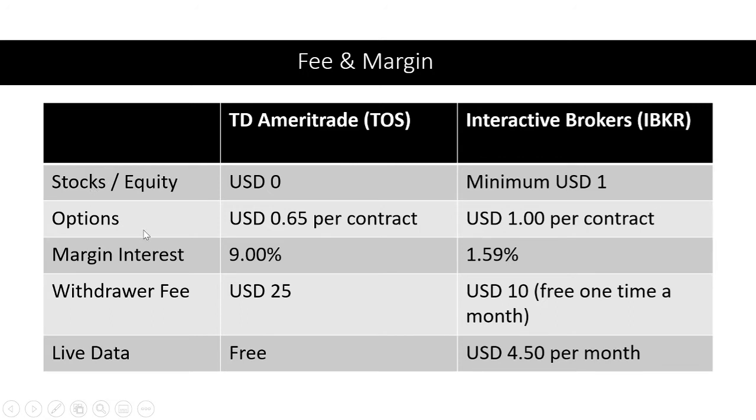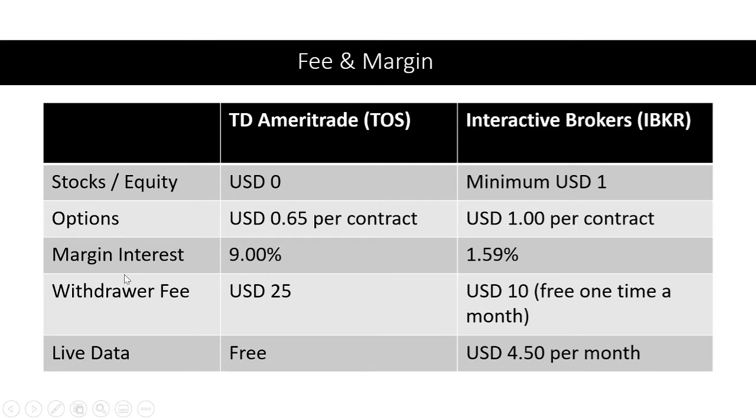Then for options, if you are an options trader, TD Ameritrade's commission is 65 cents per contract. So if you trade options, a round trip, where you buy and then sell, is about $1.30 per contract. For Interactive Brokers, they charge you $1 per contract. So if you buy and sell, a round trip is about $2.